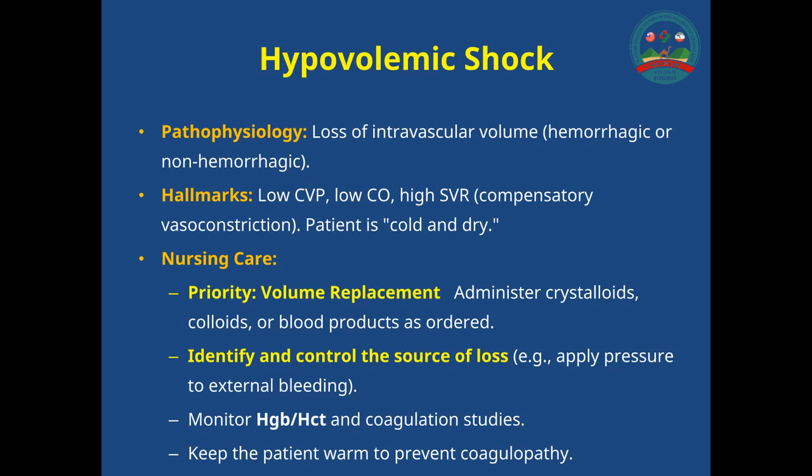For nursing care, the first priority is volume replacement. We give crystalloids, colloids, or blood products as ordered. At the same time, we must find and control the source of fluid loss, such as applying pressure to external bleeding. We also monitor hemoglobin, hematocrit, and coagulation labs. Finally, we keep the patient warm because hypothermia can worsen coagulopathy.